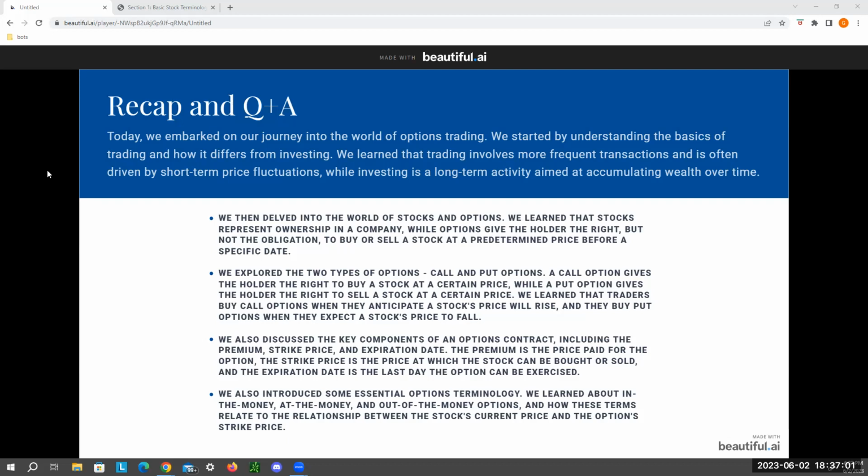We also discussed the key components of an option contract: the premium, the strike price, and expiration date. The premium is the price paid for the option. The strike price is the price at which the stock can be bought or sold. And the expiration date is the last day the option can be exercised. And then I also introduced you guys to some essential options terminology: in the money, at the money, out of the money, and how these terms relate to the relationship between the stock's current price and the option strike price.